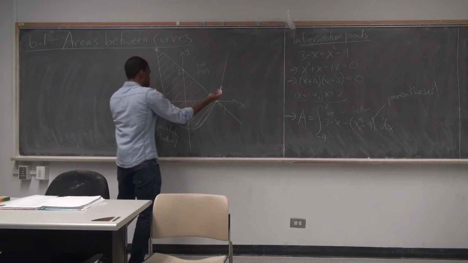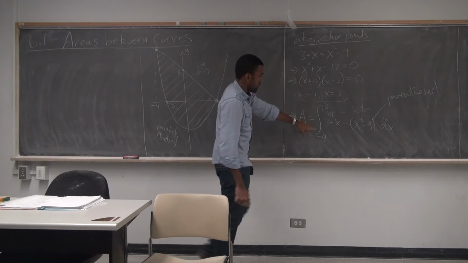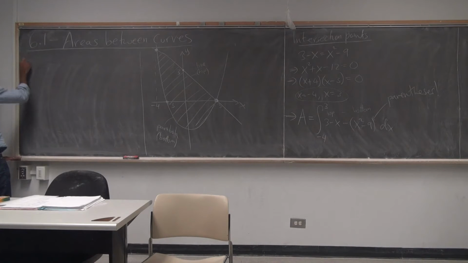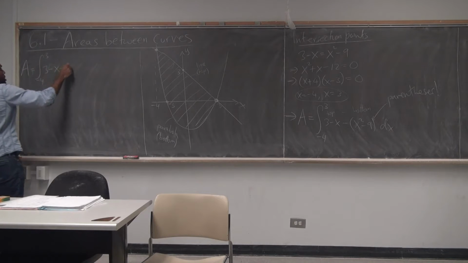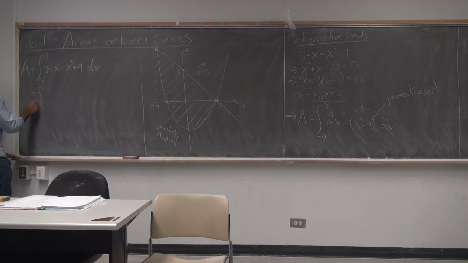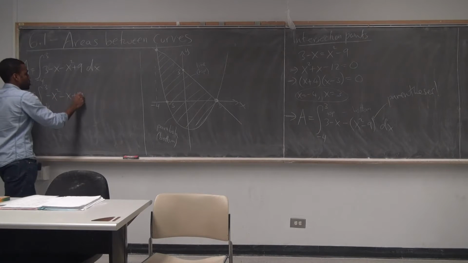So you do your sketch, which really should not be taking a long time at this point. Find your intersection points, it will help you get the limits, and then you integrate top minus bottom. And so we would have the integral from minus 4 to 3 of 3 minus x squared plus 9. I can combine these two. So minus x squared minus x plus 12.